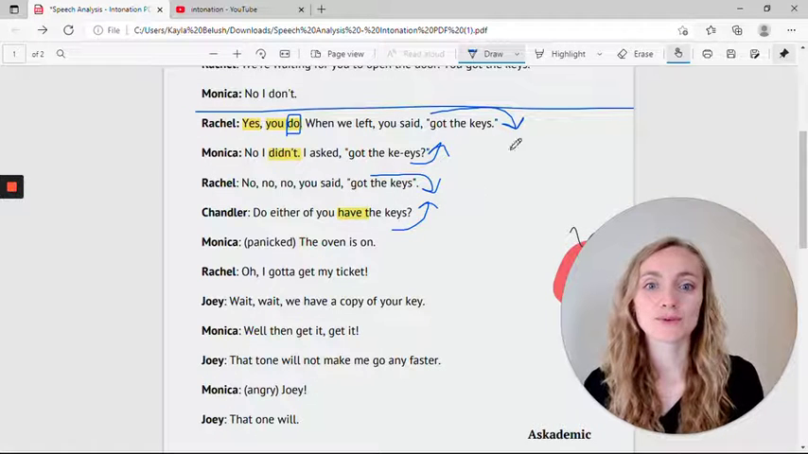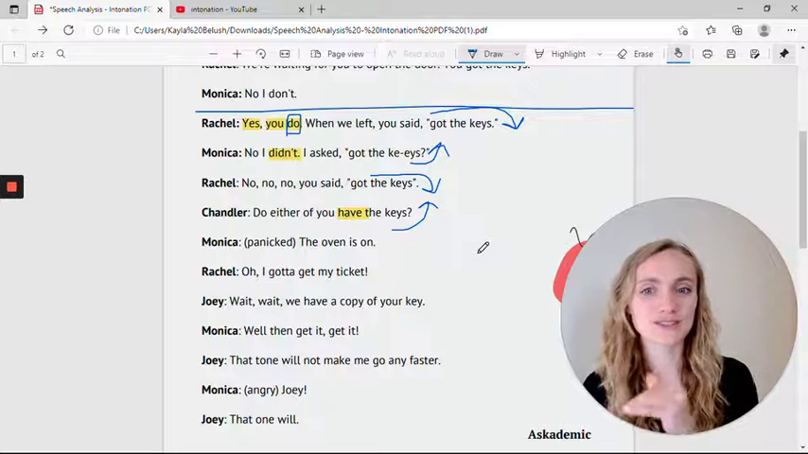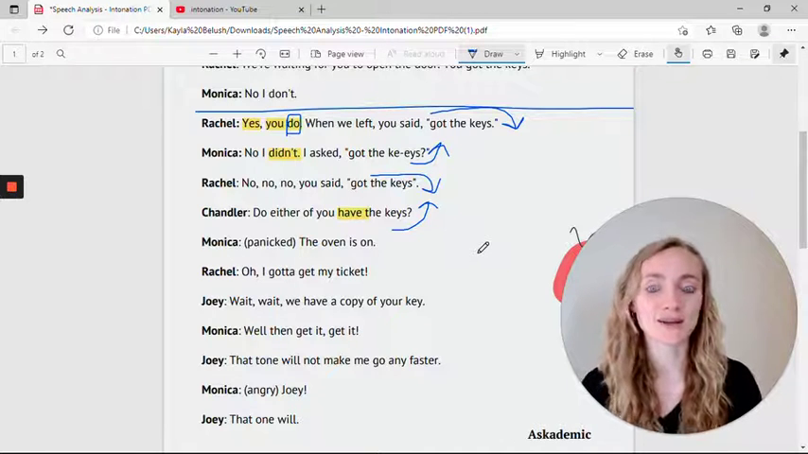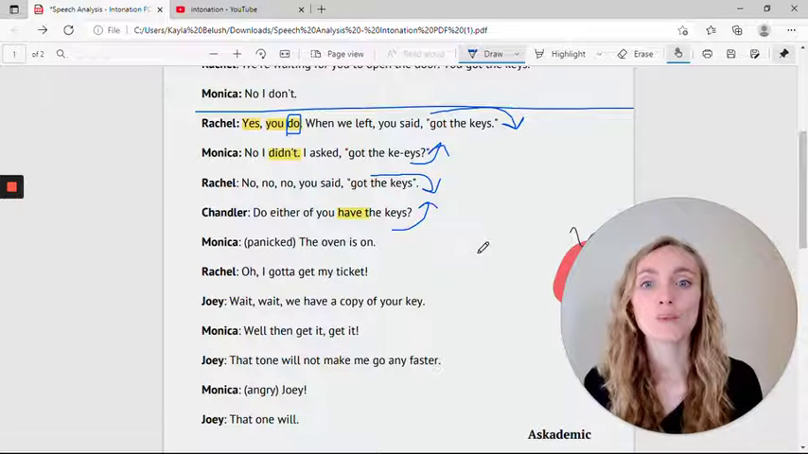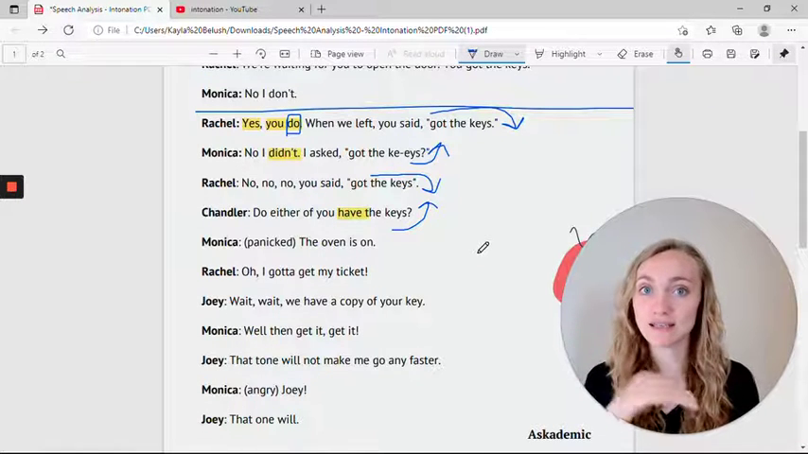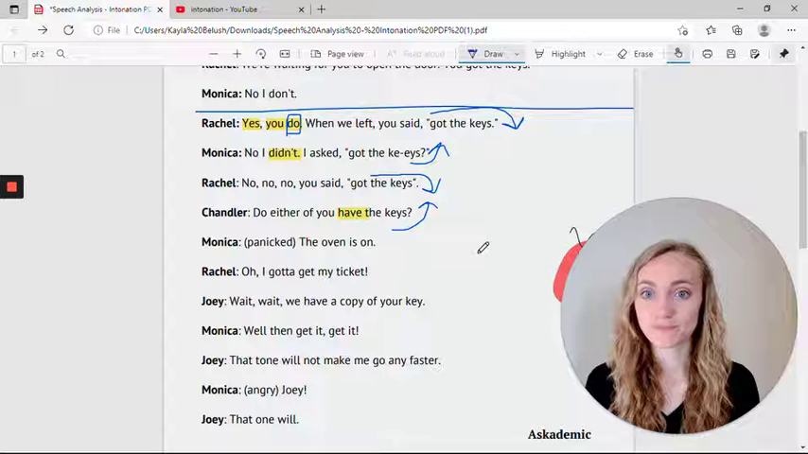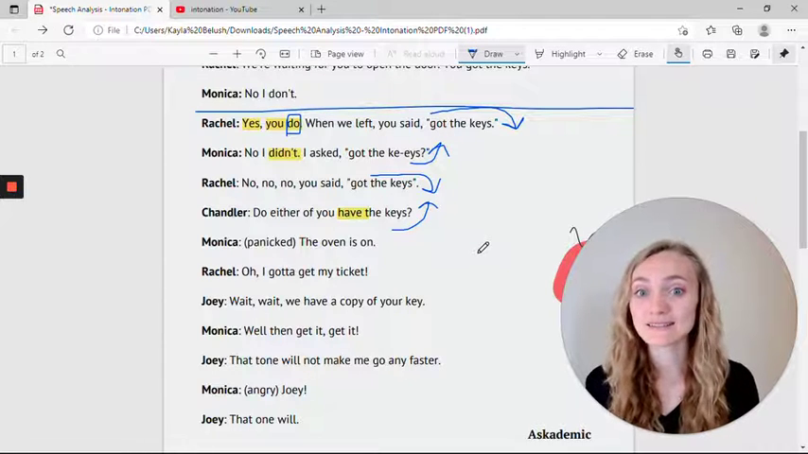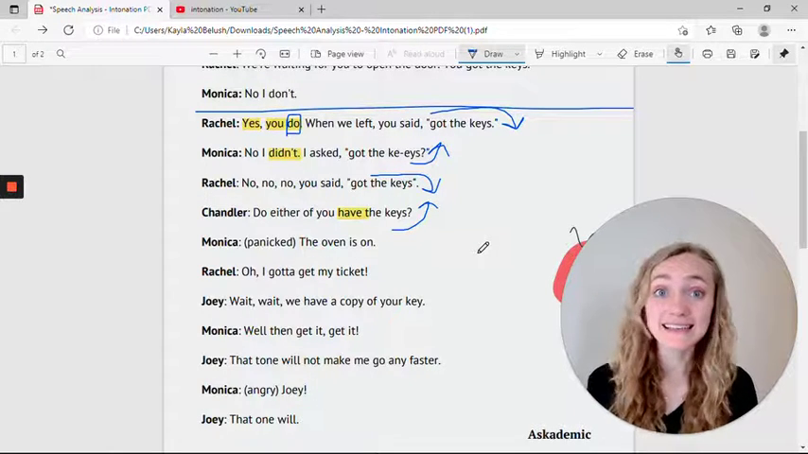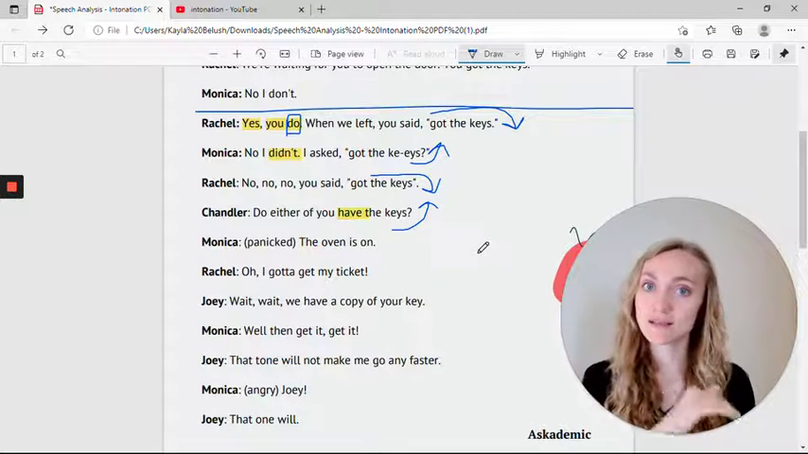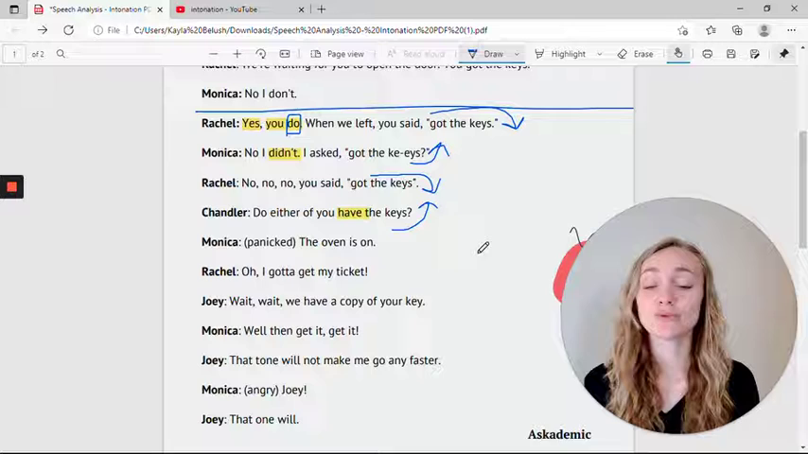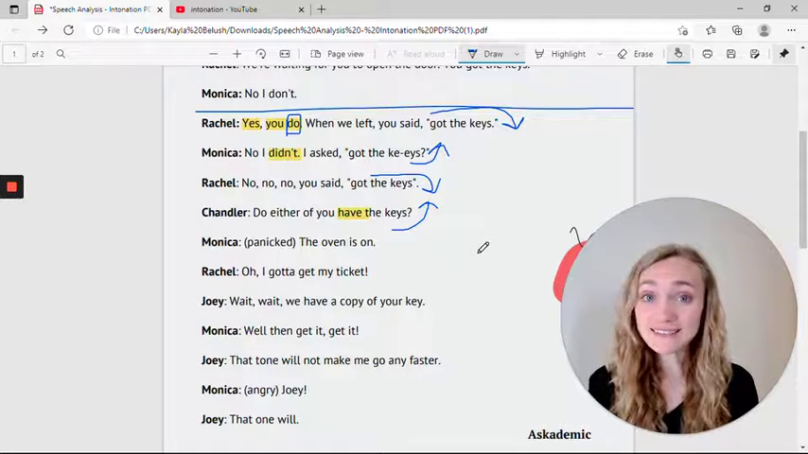Okay, so let's go ahead and practice and imitate these sentences with me, just these first four as a quick run through. Yes, you do. When we left, you said, got the keys. No, I didn't. I asked, got the keys? No, you said, got the keys. Do either of you have the keys?